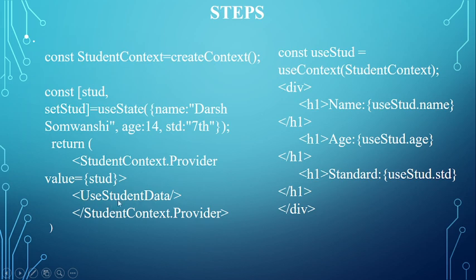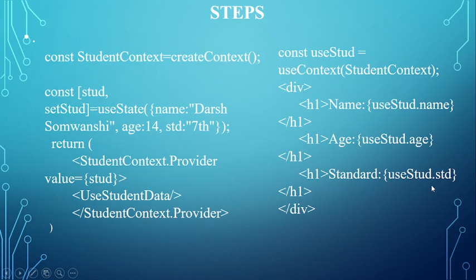Here we have called this UseStudentData component, and here is the sample code that is to be written in the UseStudentData component. Inside this component, we first have to use the context. To use the context, we have to use this useContext hook, and specify the name of the context that is created in the first component. And to access the data, we can directly access it using this stud variable. So stud.name, age and standard.